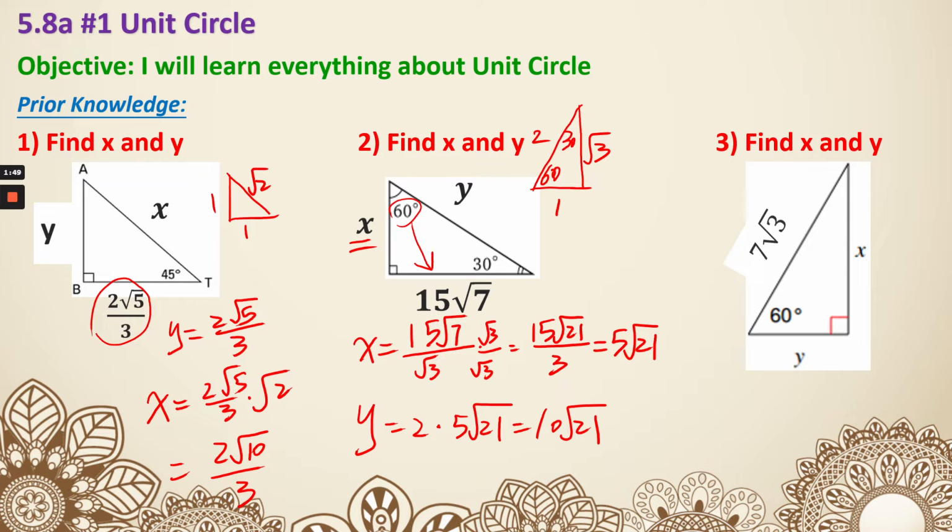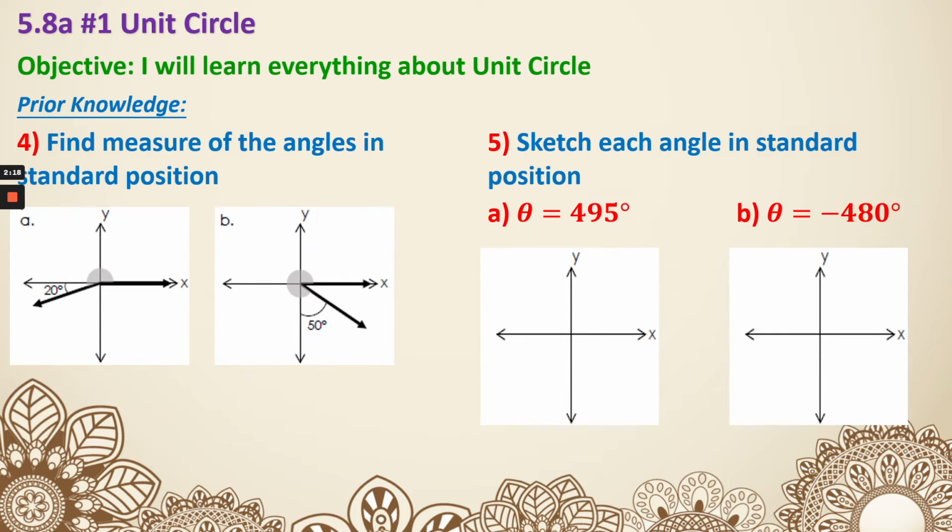Number 3. First, identify your 60 degree. That is facing the x, so that is the long leg. That means my y is the short leg, which is half of the hypotenuse. So 7 square root of 3 over 2. But x is going to be square root of 3 times the short leg, which in this case is 7 square root of 3 over 2. Square root of 3 and square root of 3 becomes a 3. So the top is 21, and the bottom is a 2. That is number 3.